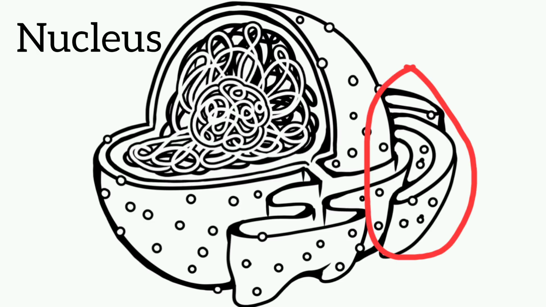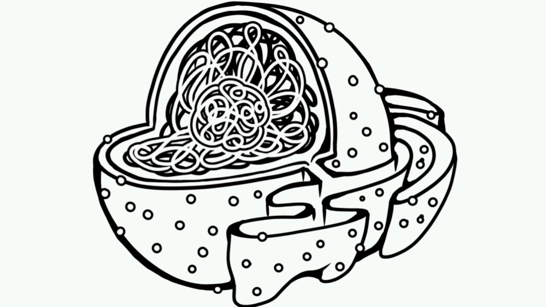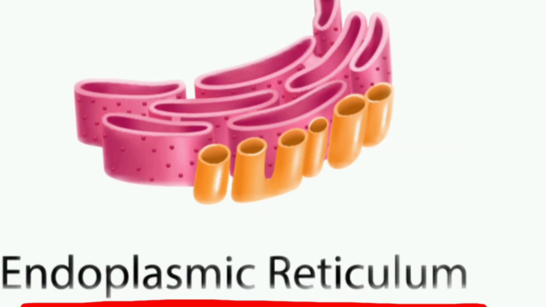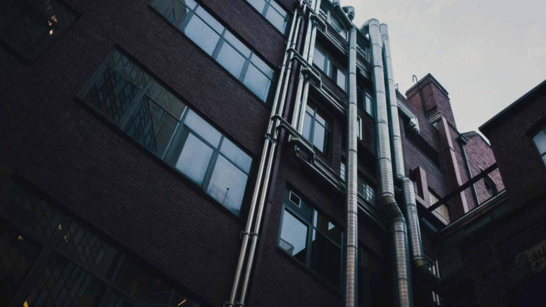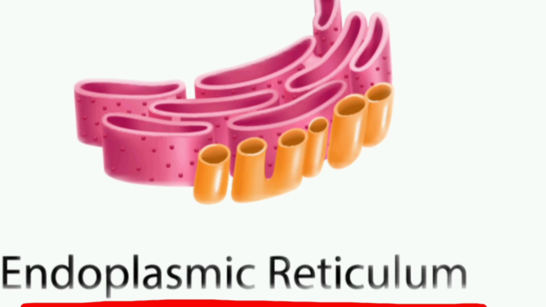It is usually found close to the nucleus, almost like it is attached to the nucleus, and it appears like a network of tubes and sheets spreading throughout the cytoplasm. This network forms a connected system which allows the movement of substances from one region of the cell to another. Just like pipes carry water or wires carry electricity through a building, the endoplasmic reticulum carries proteins and other substances through the cell.